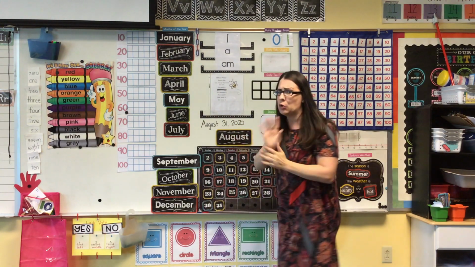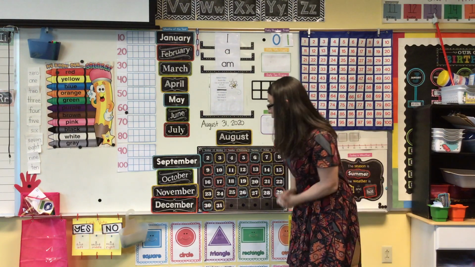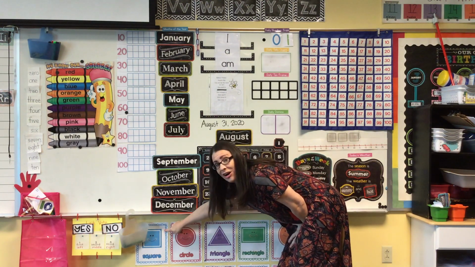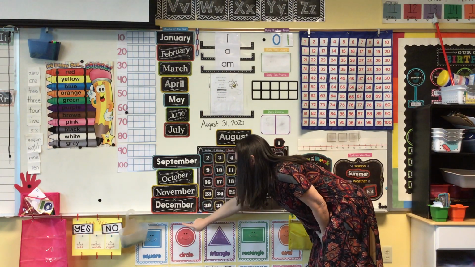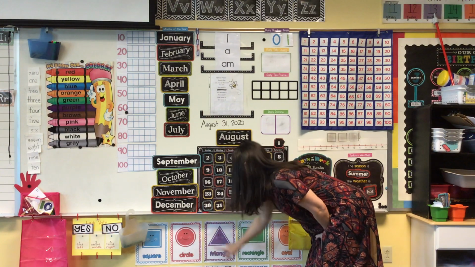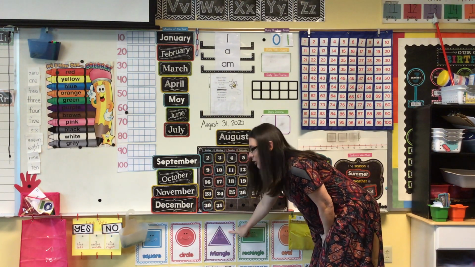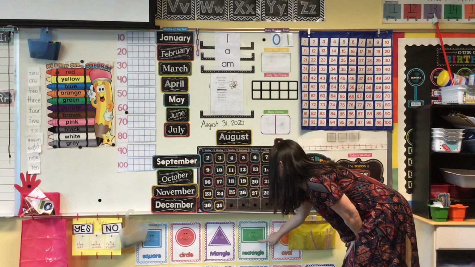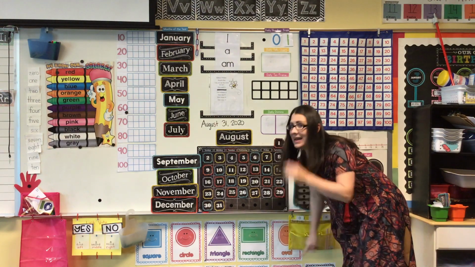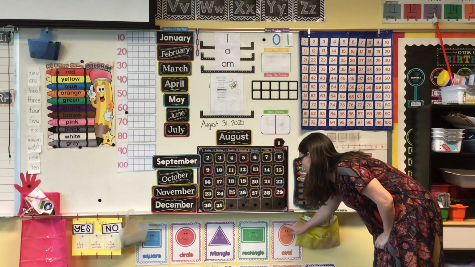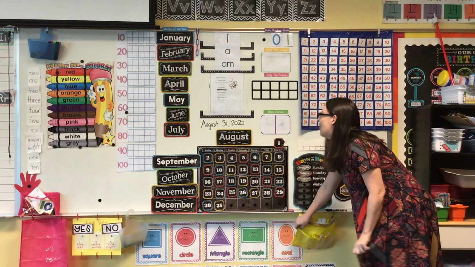All right. Also, really quick before we go, let's review the shapes that we already talked about last week. We talked about a square. Say that. Square. Good. And circle. I want you to say that. Circle. Triangle. Say that with me. Triangle. We have a rectangle. Say that with me. Rectangle. And the last shape we learned is oval. Say that. Oval. Good.